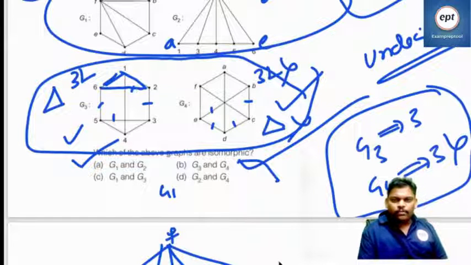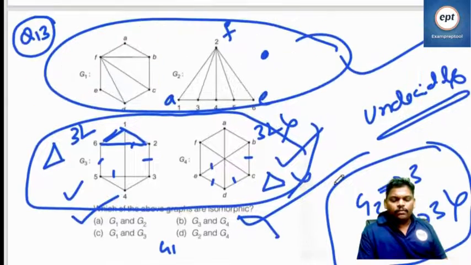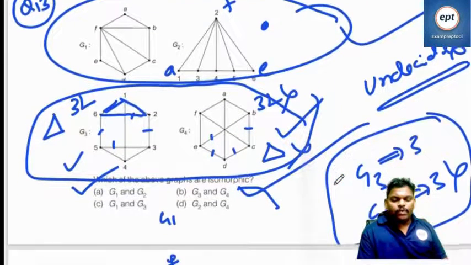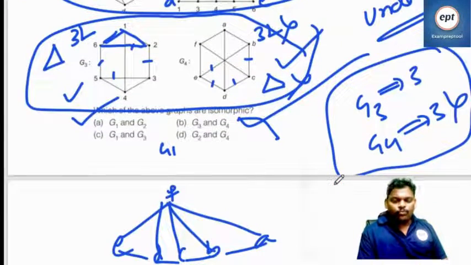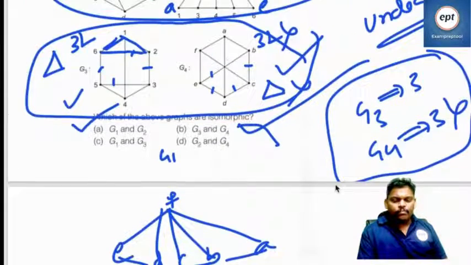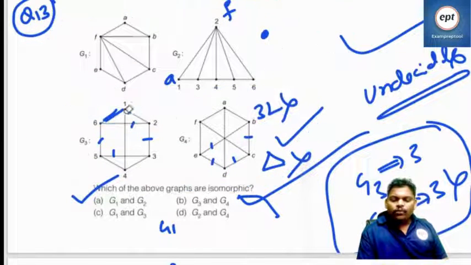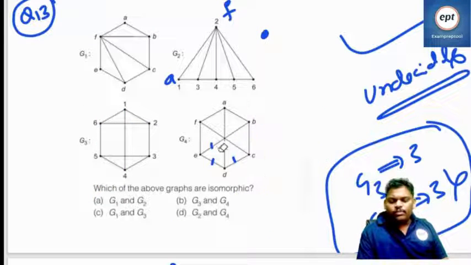Am I right? Same diagram. Make F as the root. Same diagram, right? If you are unable to find out, it's not our problem. That is the meaning of isomorphism. You may not be able to do that. That is the reason it is an undecidable problem.